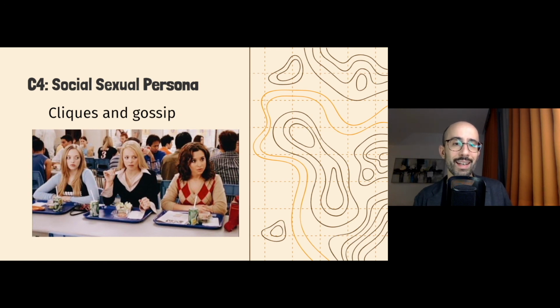Oftentimes, the shared identity in these social groups is rooted in or influenced by sexual identity. In Circuit 4, sexual attractiveness becomes a status tool. This was dramatized in the comedy film Mean Girls, where the hot girls are the most popular and influential group within the school. The combination of social identity, cliques, and status games inevitably leads to gossip.